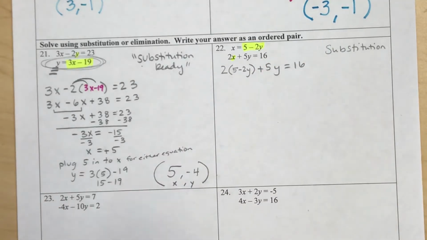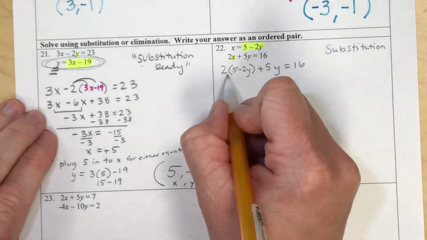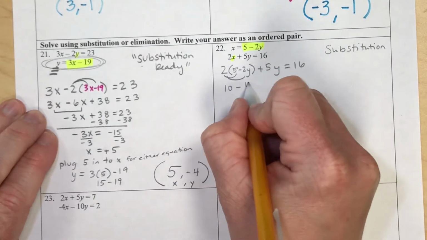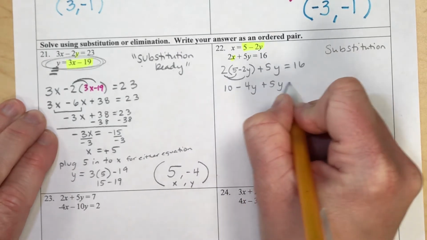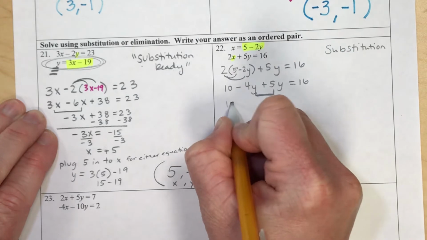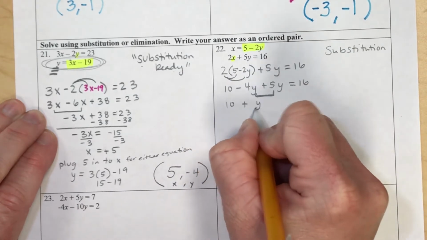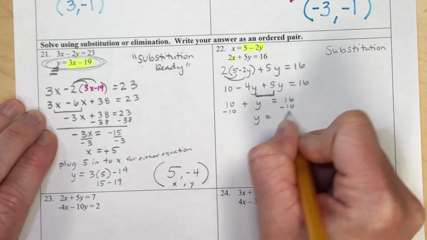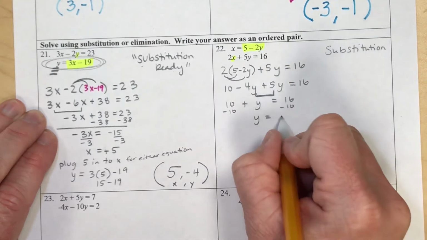Distribute, combine like terms, solve for y this time. Distribute first. Combine your like terms. Combine those terms together that are alike. Negative 4y and 5y makes just a y. Now solve. And I get 16 minus 10, which is 6.